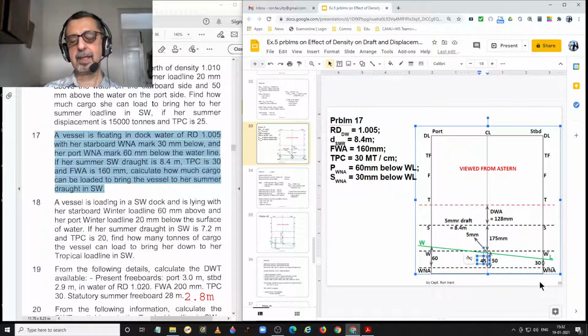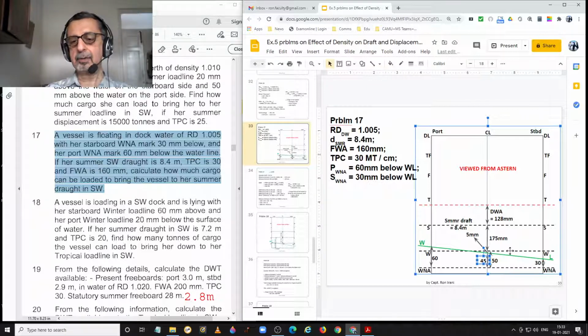So once again I repeat that the mean clearance on the center line of the WNA mark, since both sides it is below the water line, will be the sum of the two divided by 2. That is, in this problem, 60 plus 30 divided by 2, that is equal to 45 millimeters.